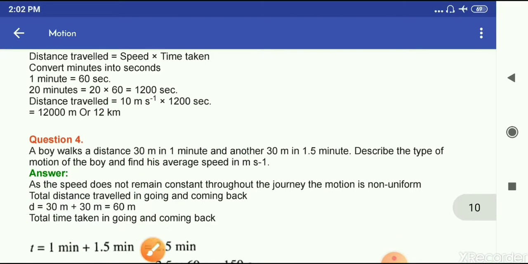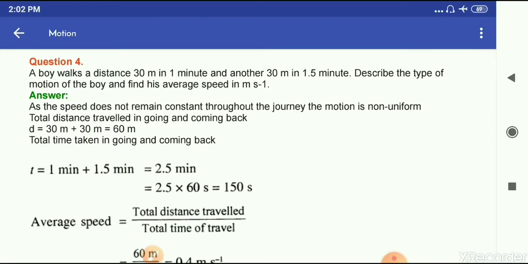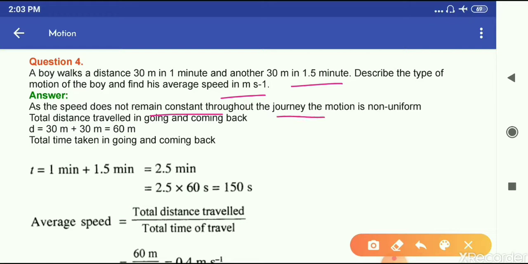Now question number 4. A boy walks a distance of 30 meter in 1 minute, another 30 meter in 1.5 minute. Describe the type of motion of the boy and find his average speed in meter per second. As the speed does not remain constant throughout the journey, the motion is non-uniform motion. The total distance traveled is 30 meter plus 30 meter, because he walks 30 meter in 1 minute and another 30 meter in 1.5 minute. So that is 60 meter.